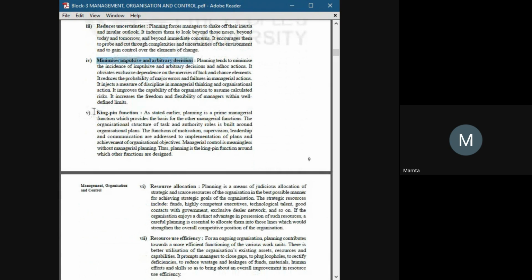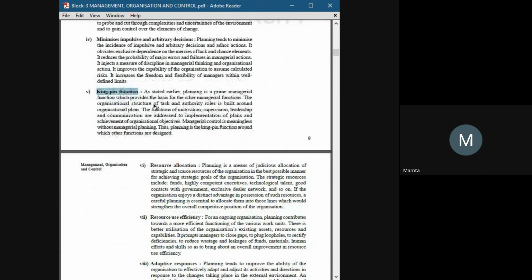Kingpin function. Planning is the primary stage of any managerial function, so it is the base for other managerial functions. Every managerial function needs to go according to the plan. We organize and divide the work according to the plan, we do the staffing process according to the plan, and we control according to the plan. It provides a base for other managerial functions. That's why it is called a kingpin function.